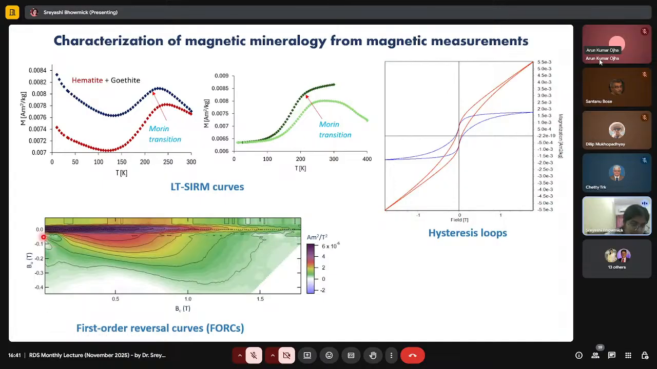If we look here, this data has been obtained from the red gouge particularly. If we look here, we can see a central ridge along the zero axis. So this is basically indicative of single domain hematite.